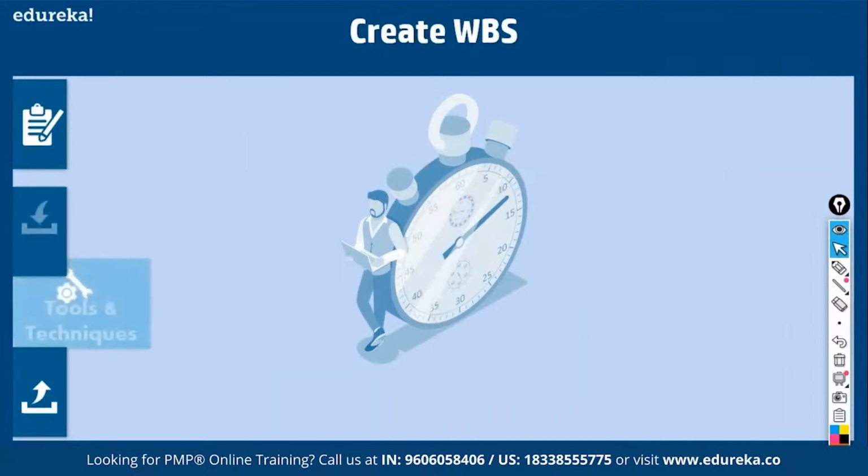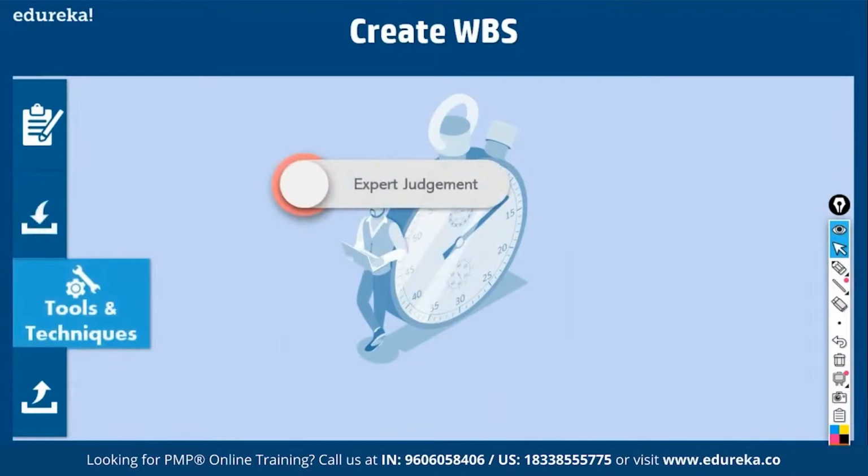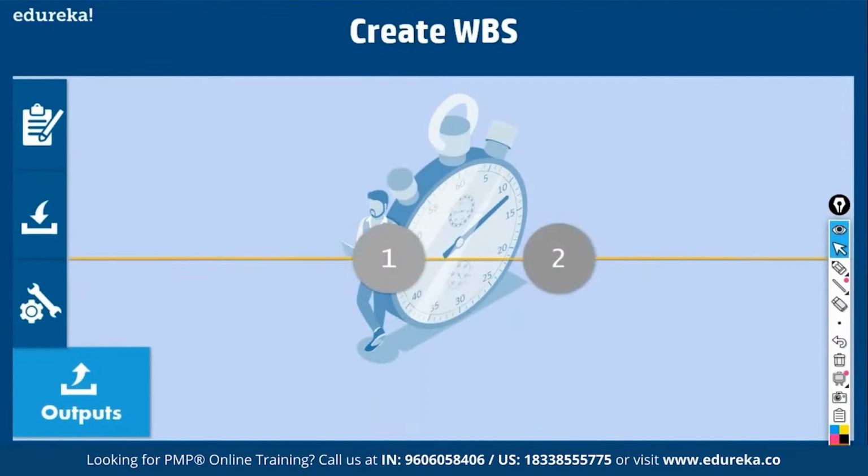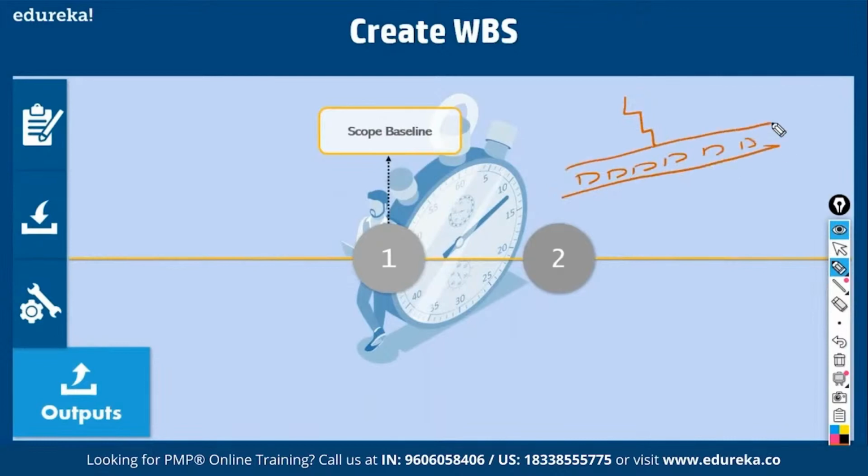The tools and techniques are expert judgment. You need to have expertise to define the work and decompose it into smaller and smaller components. Then decomposition is the process of breaking down the whole project into phases, phases into major deliverables, and major deliverables into deliverables. We need to have skills relating to decomposition. Then the output is the scope baseline. Scope baseline means, let's say you come up with a WBS, you have hundreds of work packages in a project. So this is called a scope baseline.